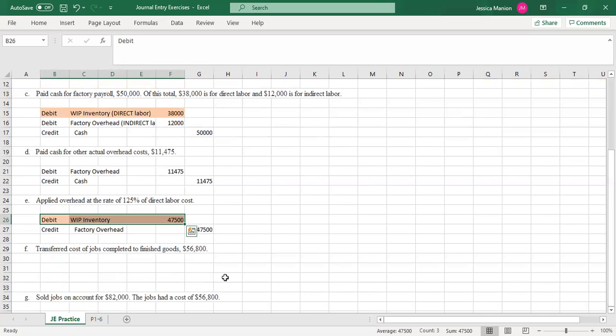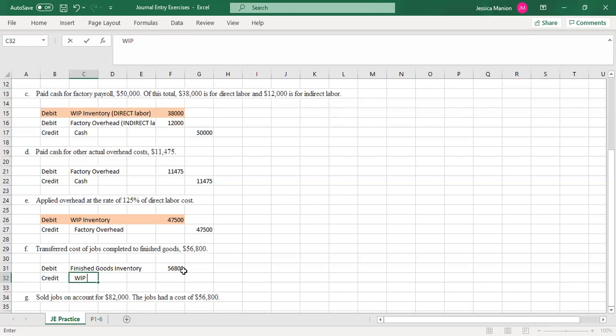So letter F says transferred cost of jobs completed to finished goods, 56,800, okay? So we're moving it out of work in process into finished goods. So we debit finished goods inventory, 56,800, crediting work in process inventory.